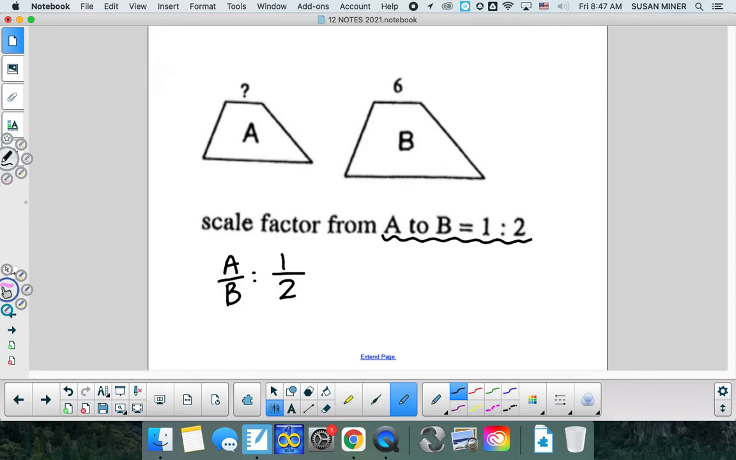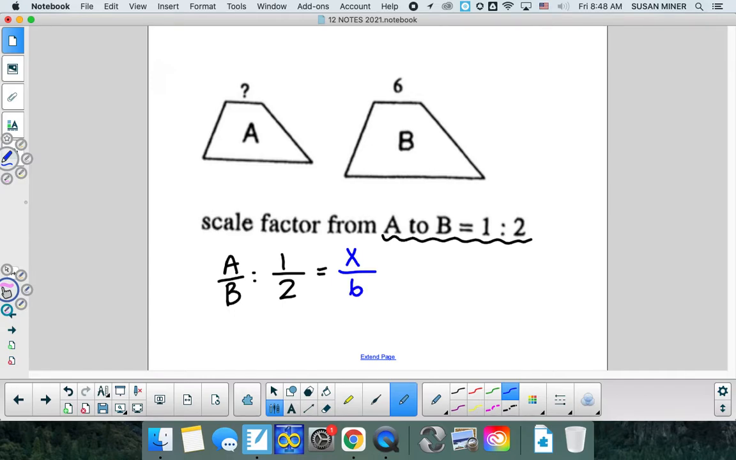Okay, so I'm setting this up A to B. So A is 1/2 the size of B. And I can set that equal to my side length. Remember, I can use my scale factor to help me figure out the missing side length because they have that common factor. Okay, so my side length, A, is the missing side, and B, my side length is 6.